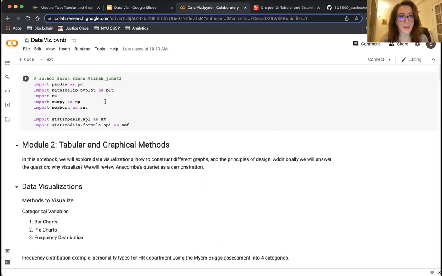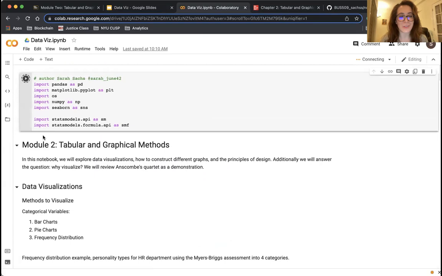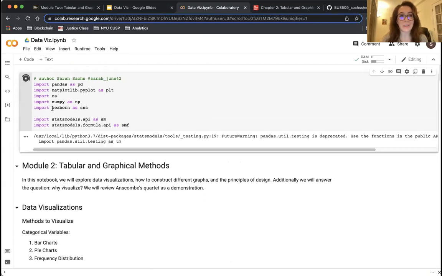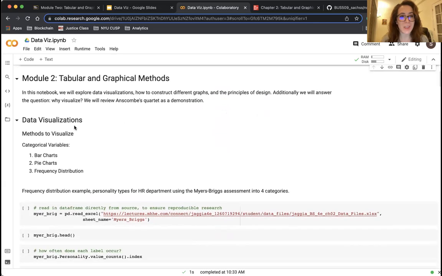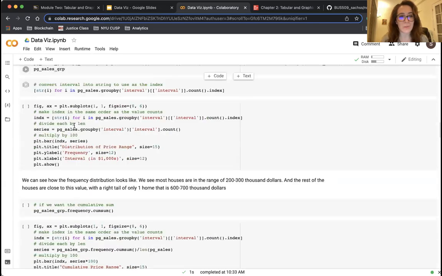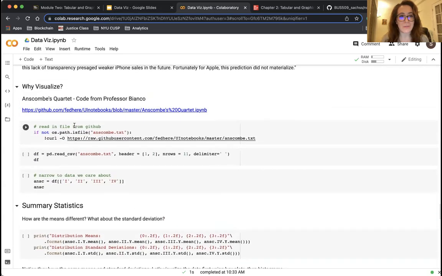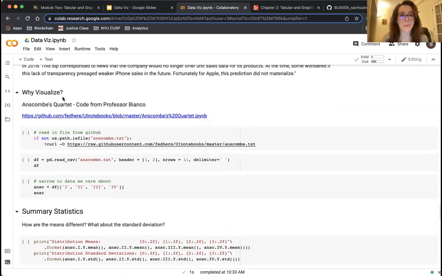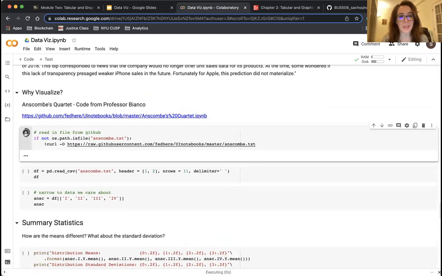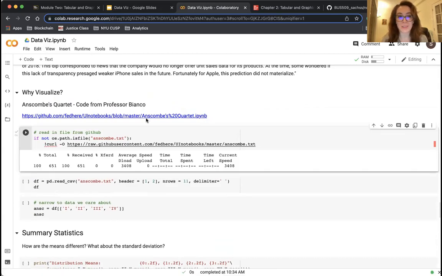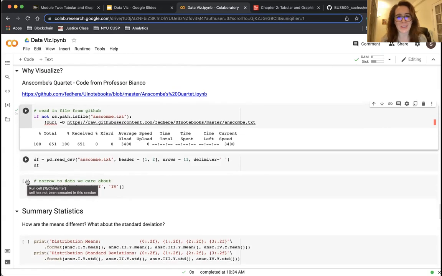All right, so we'll get into this after the slides, but I'm just going to load in the packages I already have here. So we can start using some of these things. Notice I have to hit run to make sure all my packages are loaded. And I'm just going to go to this demo of why visualize using Anscombe's quartet. And again, this code is from Professor Bianco, so I give reference, and you can see her notebook that she has here, but I just took some of the key points.